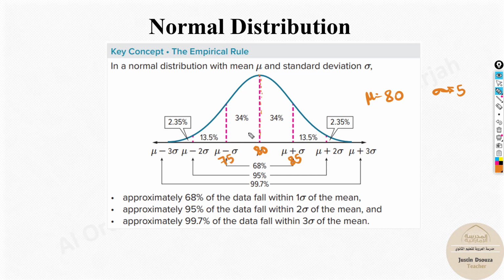If 80 is the mean, add one standard deviation and subtract one standard deviation. The majority, 68% of the people, will come under this range. What about one more standard deviation? If you add one more standard deviation, that would be 90, and over here it would be 70.